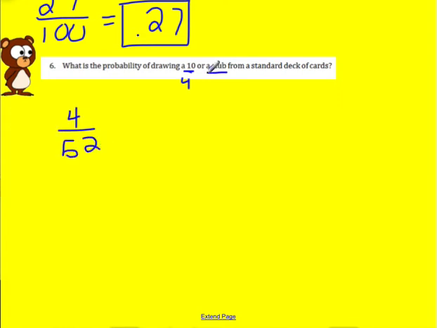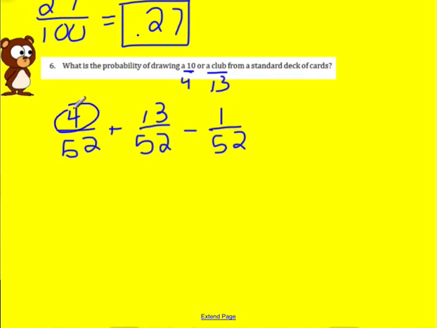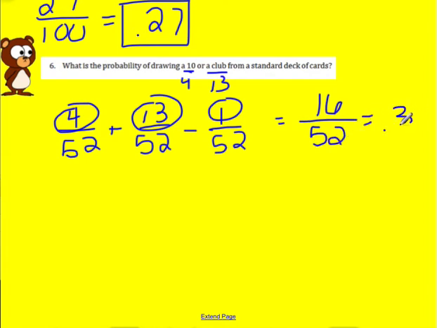A club is one of our suits, and there are 13 of each suit. So then we're going to do 13 out of 52. Now, we need to subtract off the probability that a card could be a club and a 10. Well, there's only going to be one 10 of clubs, so we're just subtracting off 1 because there's only one that doubles up. So we have 4 plus 13 minus 1, and that's going to give us 16, divided by 52, and that's going to be equal to 0.31. So there's a 31% chance that it is going to be a 10 or a club.